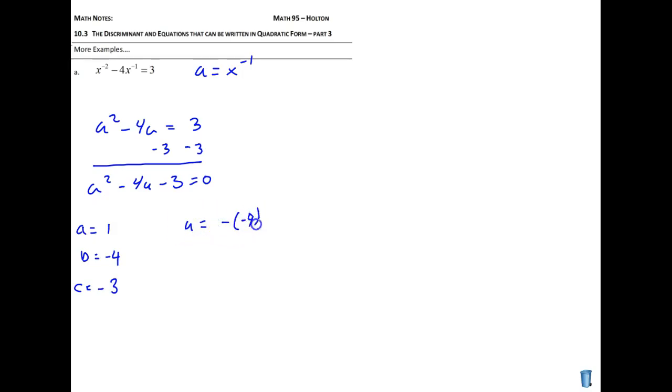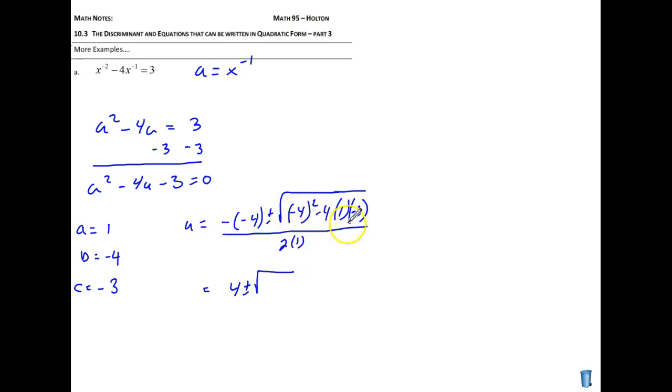So negative 4 plus or minus the square root of negative 4 squared minus 4 times 1 times negative 3, all over 2 times 1. So this becomes 4 plus or minus the square root of 16 and 12. 16 and 12 together make 28, all over 2. And we can simplify this: the square root of 28 is the square root of 4 times the square root of 7. So that becomes 2 square root of 7 all over 2.